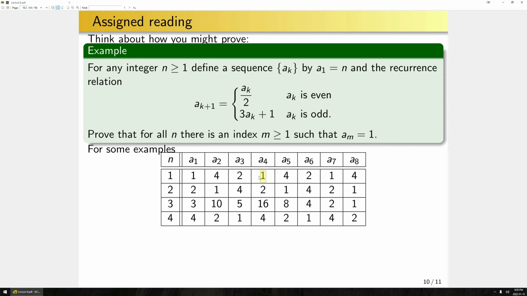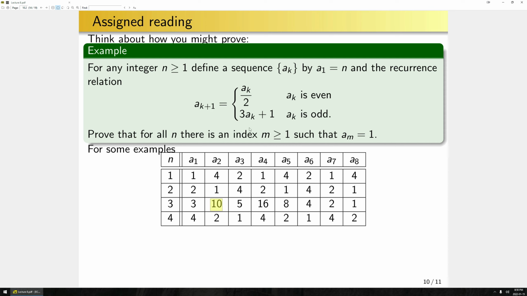And now that I have a 1, I do the 3a sub k plus 1 to get 4, and this pattern will just oscillate forever. Now if I start out at 2, literally I'm just going to go 2, 1, 4, 2, 1, 4, 2, 1, for the same reason I was having this pattern over here. If I start out at 3, I get something different. 3 is odd, so 3 times 3 is 9 plus 1, so a2 is 10.